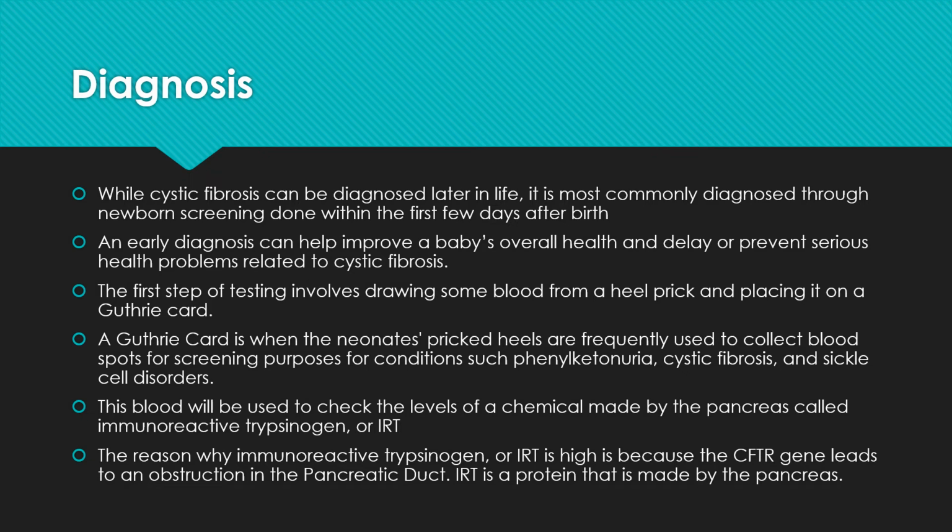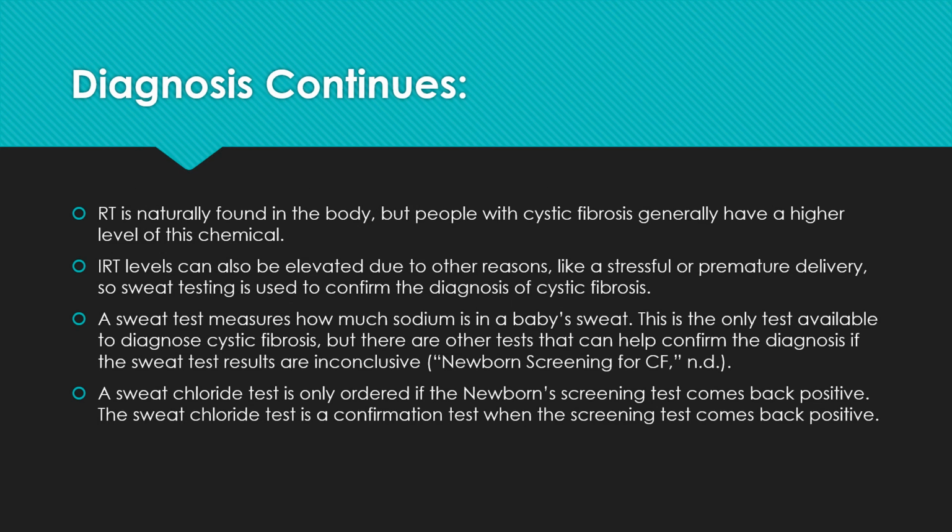This blood will be used to check the levels of a chemical made by the pancreas called immunoreactive trypsinogen, or IRT. The reason why immunoreactive trypsinogen, or IRT, is high is because the CFTR gene leads to an obstruction in the pancreatic duct. IRT is a protein that is made by the pancreas. IRT is naturally found in the body, but people with cystic fibrosis generally have a higher level of this chemical.